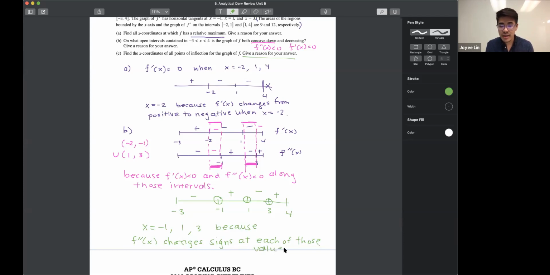I got a question that asks, are endpoints points of inflection? No, you do not need to test endpoints for relative maxes or points of inflection. Relative maxes and mins and points of inflection cannot occur at endpoints. However, absolute maxes and absolute mins can occur at endpoints.